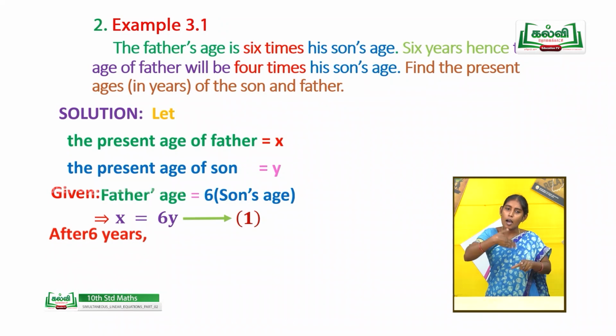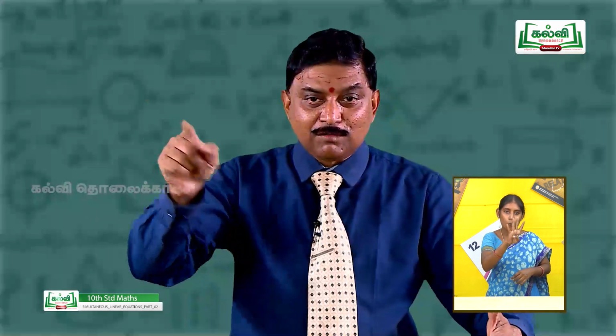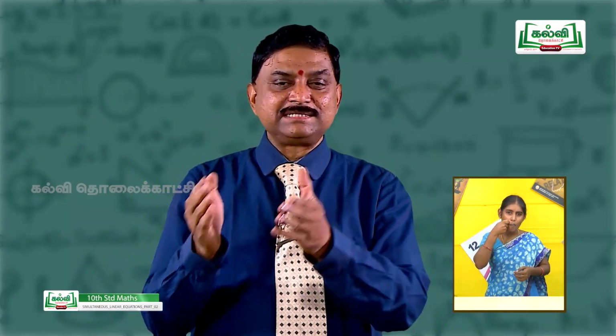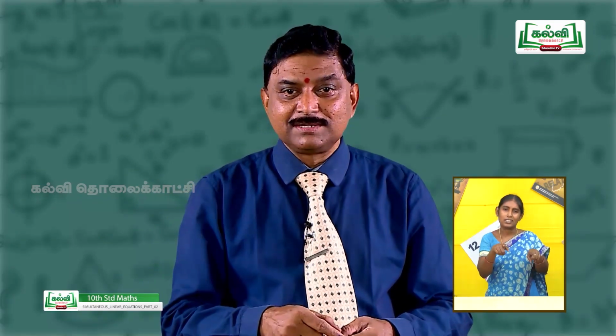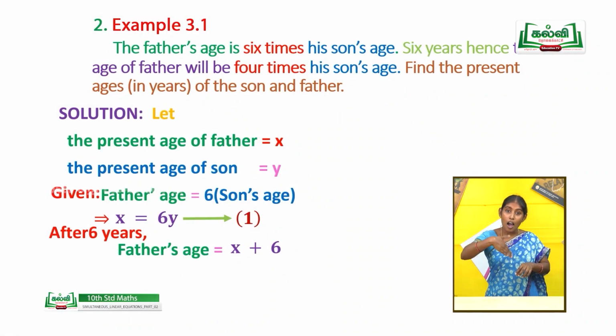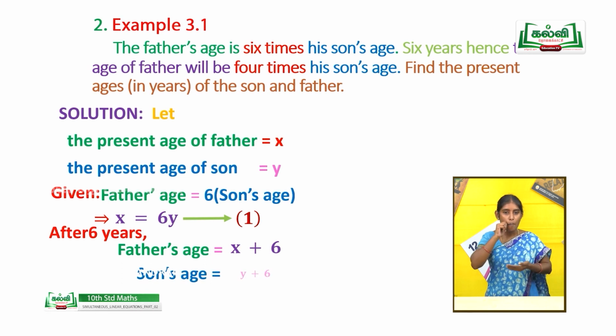What did they say about after 6 years? The father's age will be, that is given, no? 4 times the son's age. So, we can write father's age equal to 4 times son's age. Father's age after 6 years. Don't write x here, because this is the information about after 6 years only. We found the father's age after 6 years is x plus 6. That only we have to write for the father's age. So father's age will be x plus 6 equal to 4 into son's age, which is y plus 6.